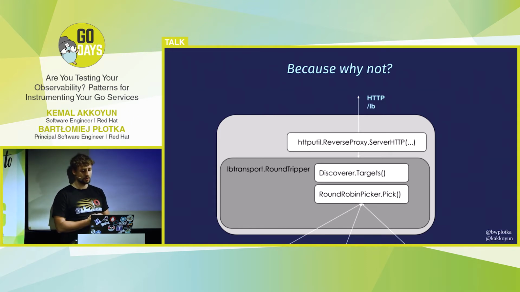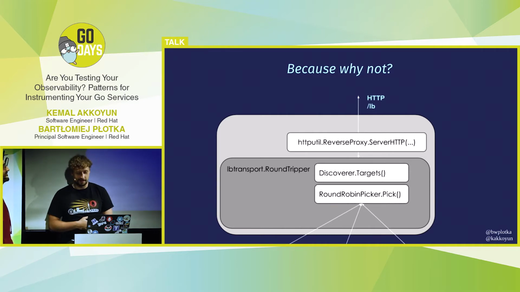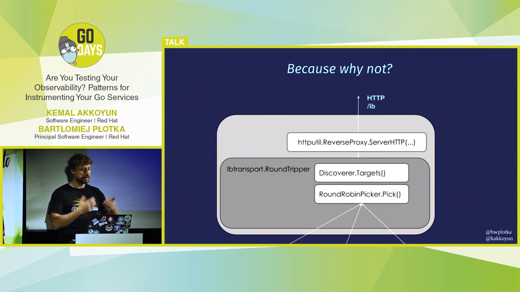First of all, the discoverer, which allows us to discover to what targets we should proxy requests. The round-robin picker, which grabs those targets and picks one in a round-robin fair manner. So replica 1, 2, 3, 1, 2, 3, which you can see below. And then at the end, it takes this target and forwards the request to the corresponding replica and proxies the response back to the user.